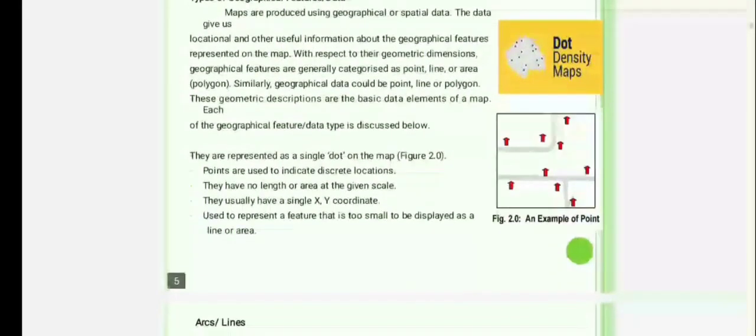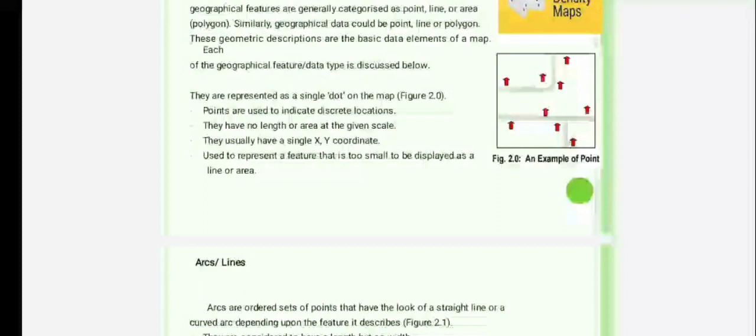With respect to their geometric dimensions, geographical features are generally categorized as point, line, or area or polygon. So, ang geographical features ga-categorize siya as point, line, or area, or polygon. Similarly, geographical data could be point, line, or polygon. These geometric descriptions are the basic data elements of a map. Each of the geographical features or data type is discussed. So, mauna siya ang mga example sa point sa map.